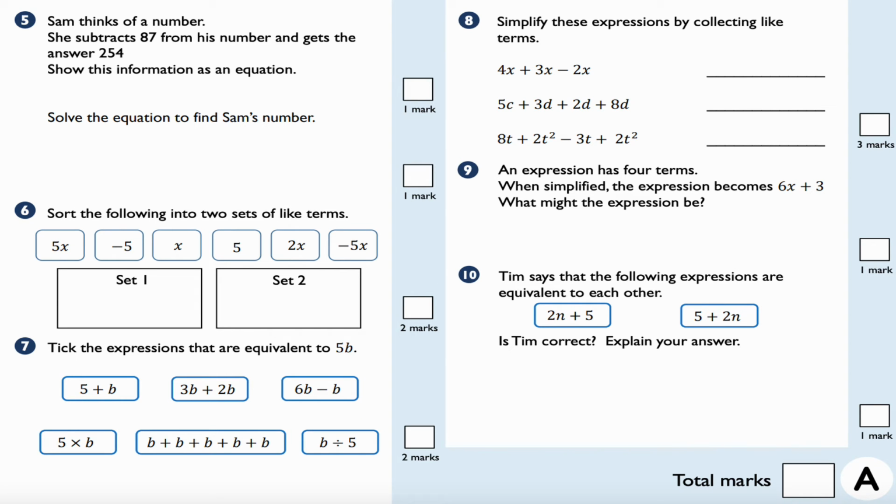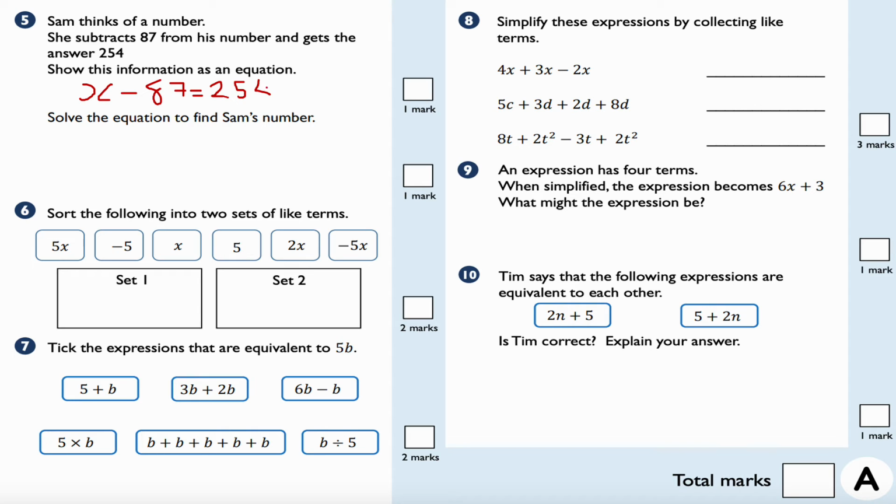This is question number 5. Sam thinks of a number. She subtracts 87 from his number and gets the answer of 254. Show this information as an equation. So I've got a number x, take away 87, and I get 254.